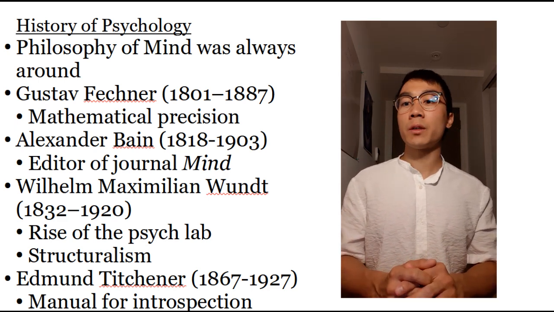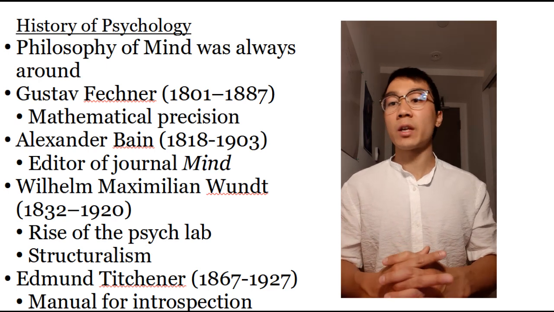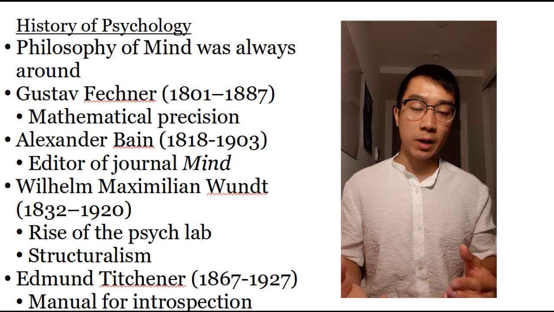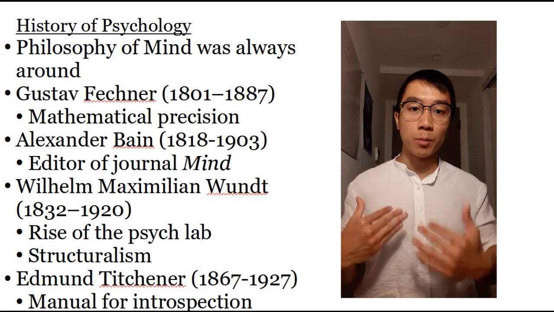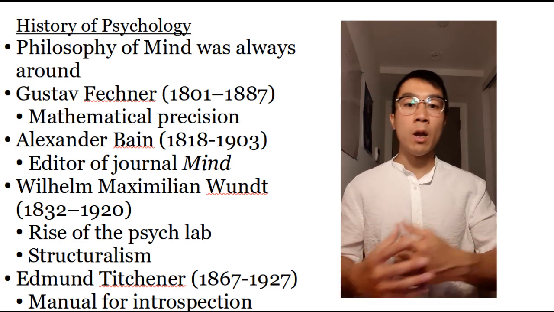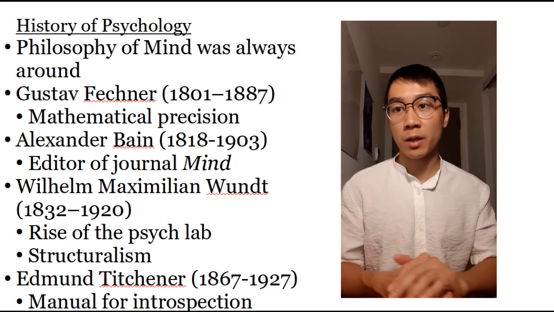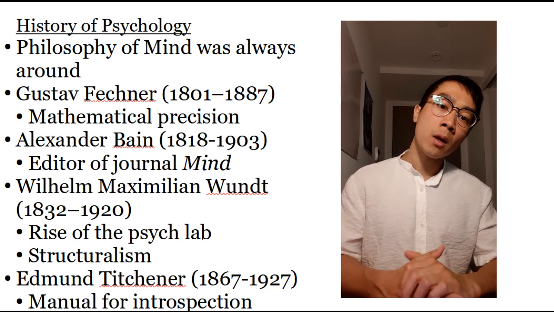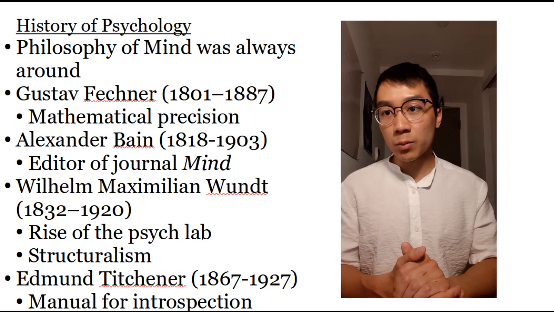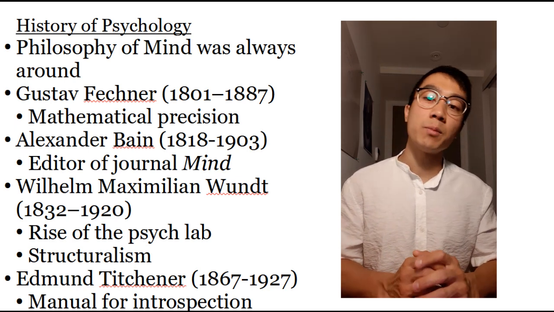Wilhelm Maximilian Wundt is one of the first to advocate the rise of the psych lab. The idea that you have subjects that you bring into a laboratory, you ask questions to, and you do studies on them is very much a Wundtian idea. Wundt was a German thinker in the 19th century. He also advocated a theory known as structuralism, which was very influential on his student Edmund Titchener.